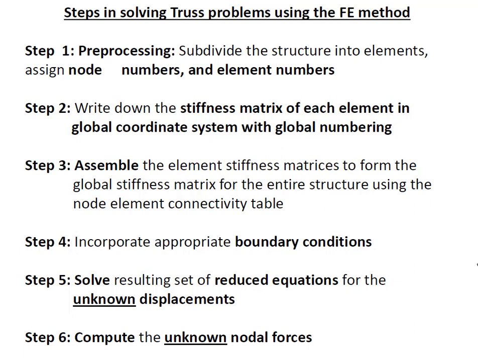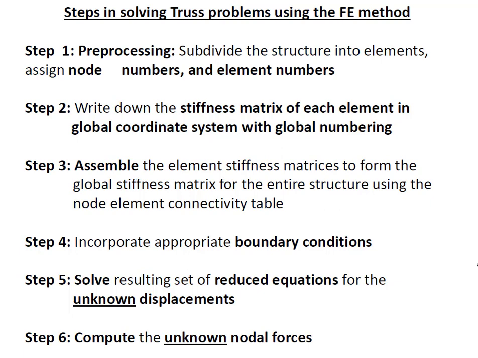The first step is pre-processing. In this step, we subdivide the structures into elements, assign node numbers and element numbers. The second step consists of writing down the stiffness matrix of each element in global coordinate system using global numbering.